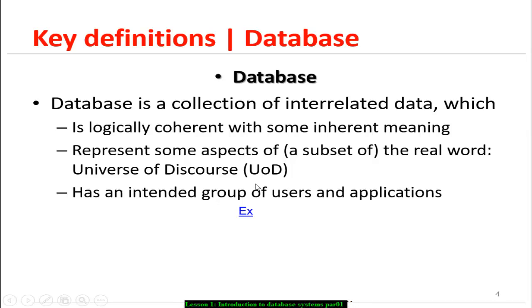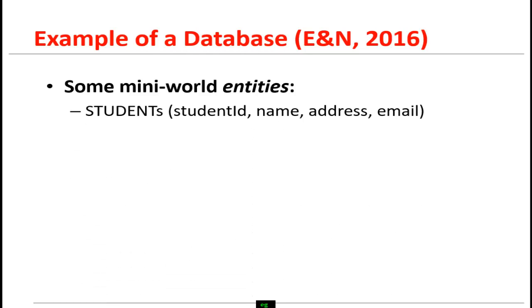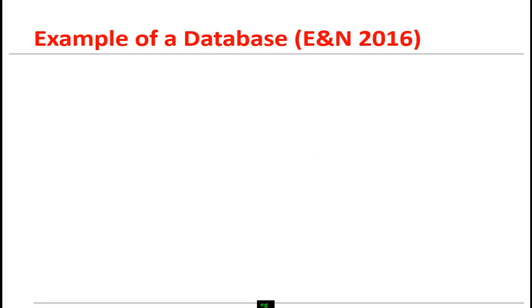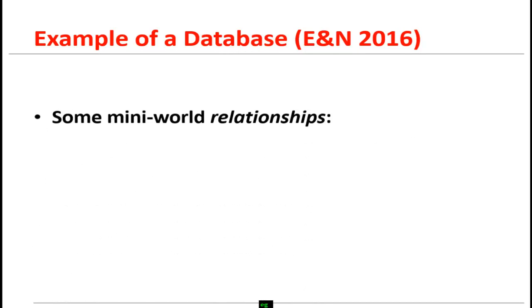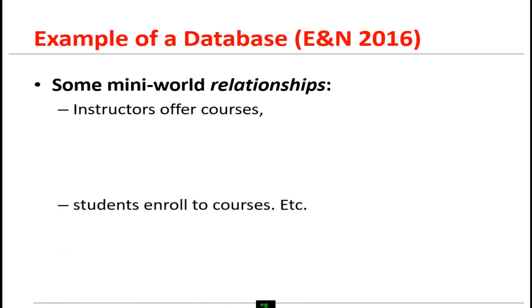Let us consider a simple example that most readers may be familiar with. A university database for maintaining information concerning students, courses, and grades in a university environment. The university database will have data items like student, with properties such as student ID, name, address, email. Course with properties like course number, name and credit hour. Instructors with properties like ID, name, and address. Note that these data are interrelated as instructors offer courses, students enroll to courses, etc.